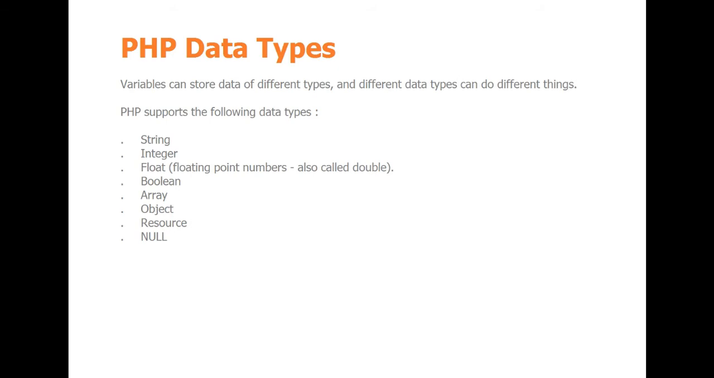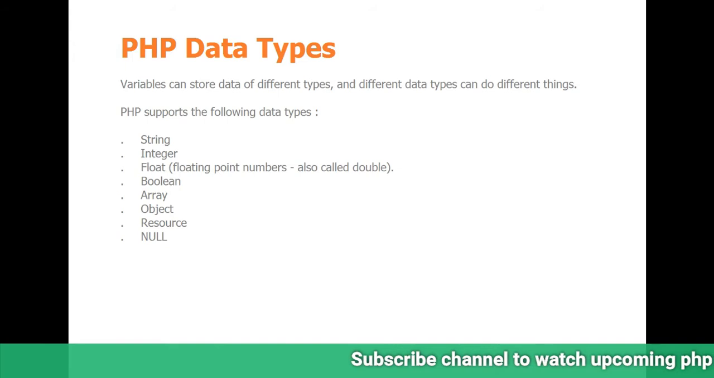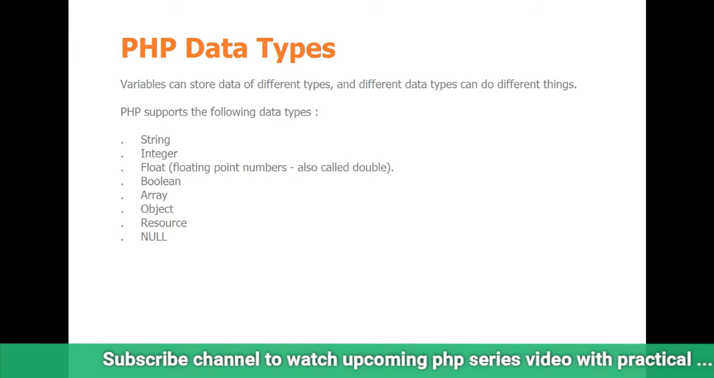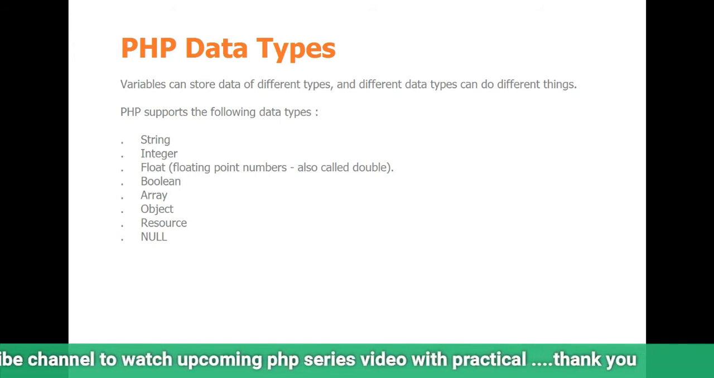PHP data types can show data of different types and support the following data types: string, integer, float, boolean, array, object, resources, and last, nothing but null.